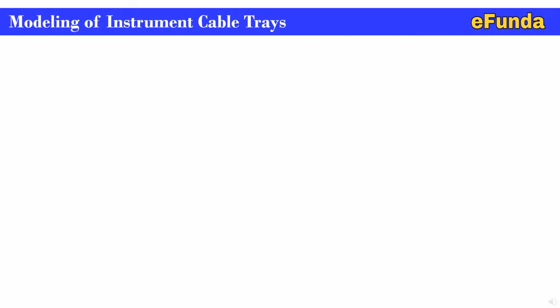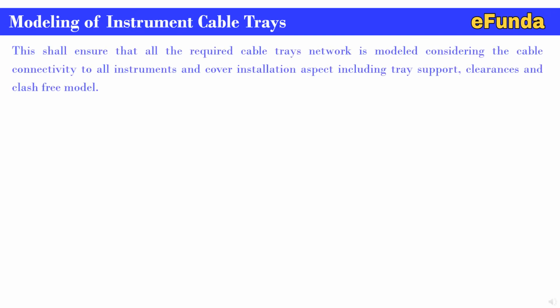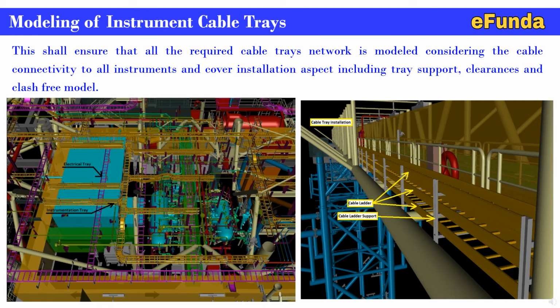Modeling of instrument cable trays. This shall ensure that all the required cable tray network is modeled considering the cable connectivity to all instruments, and covers installation aspects including trays, clearances and a clash-free model. All this you can see from the snaps from the 3D model, where in the left photograph one can see the electrical and instrumentation cable trays are shown.